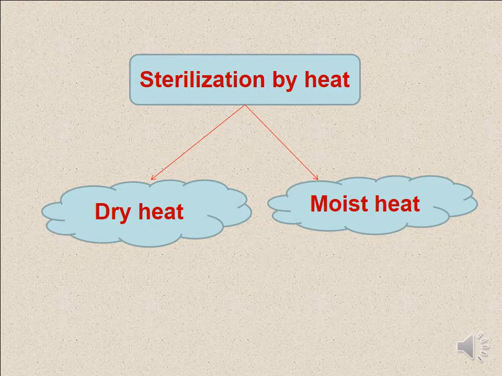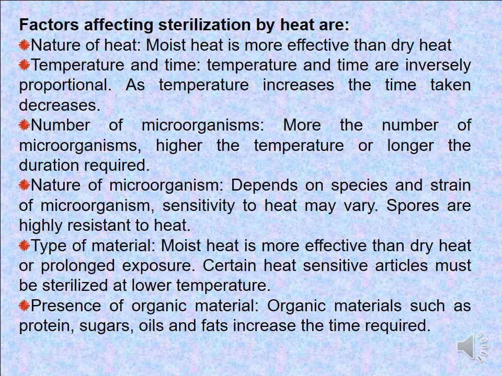Sterilization by heat is divided into two methods: dry heat and moist heat. The factors affecting sterilization by heat are, first, the nature of the heat. Moist heat is more effective than dry heat. Second, the temperature and time. Temperature and time are inversely proportional. As the temperature increases, the time taken decreases.